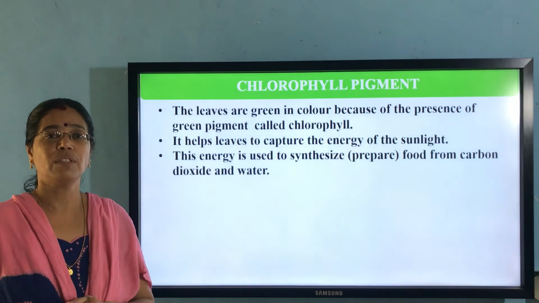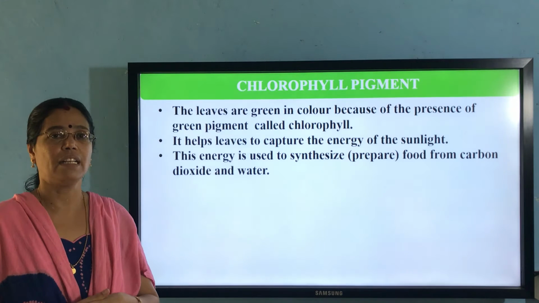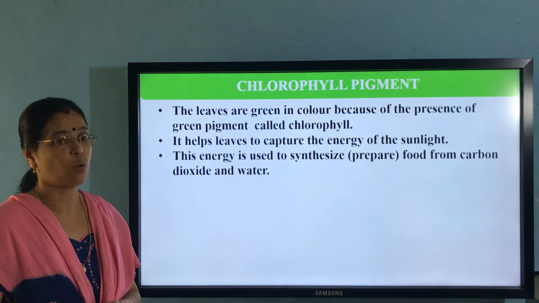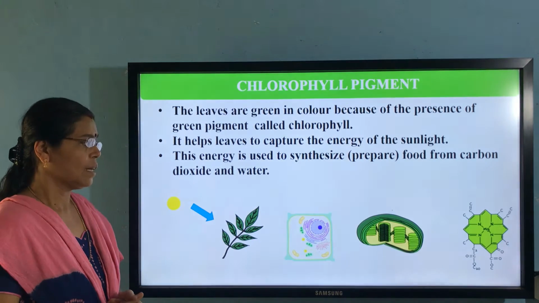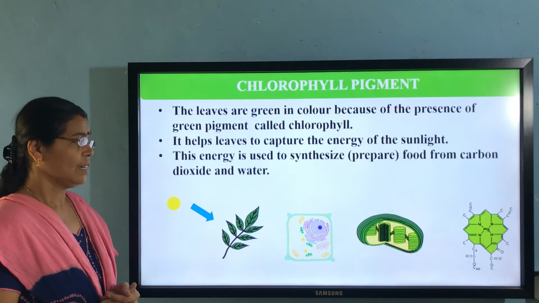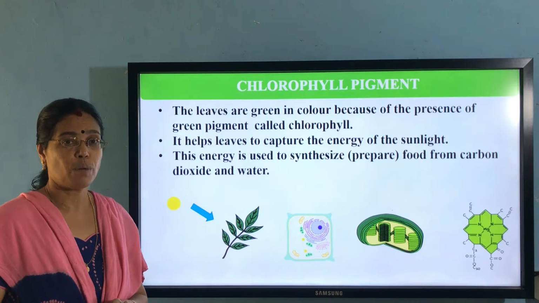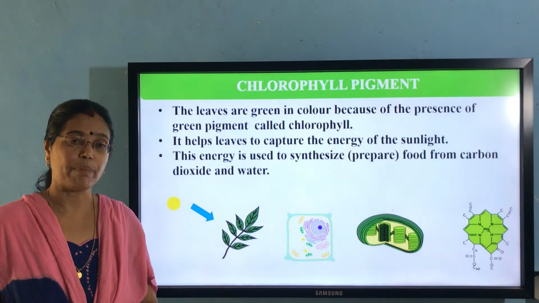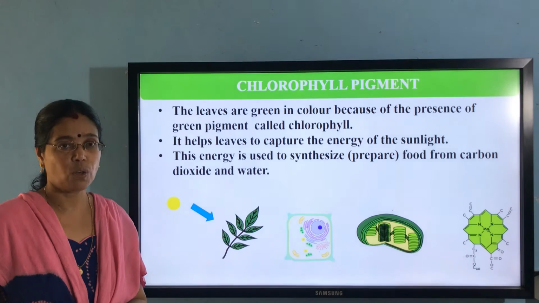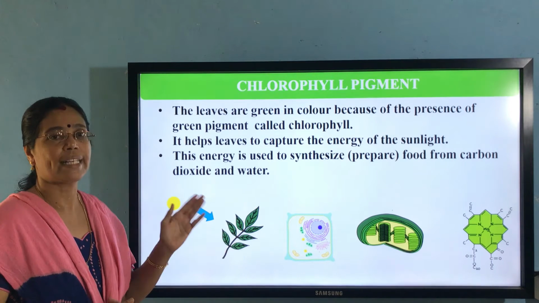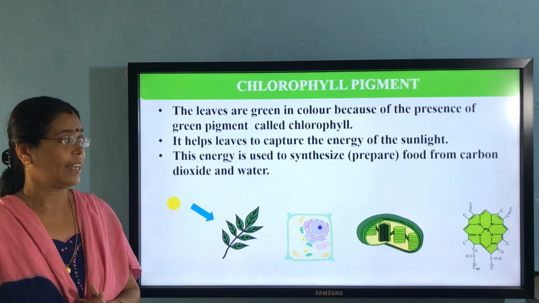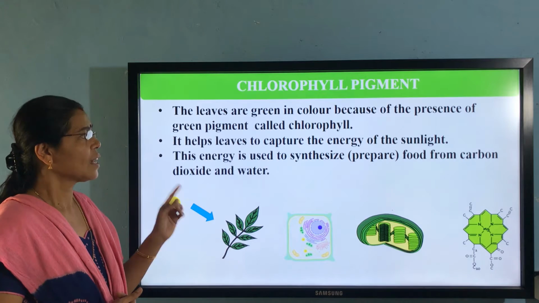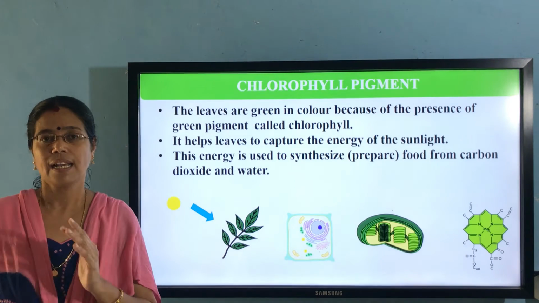You all see that the plants around you are green in color. The green color of the plant is due to the presence of a pigment called chlorophyll. This chlorophyll pigment is present in the cells of the plant, in the chloroplast. Chloroplast is a cell organelle, and in it we have a colored pigment, chlorophyll. This chlorophyll is able to trap solar energy and convert it into chemical energy. So, using this solar energy, the plant uses carbon dioxide and water and synthesizes carbohydrates.